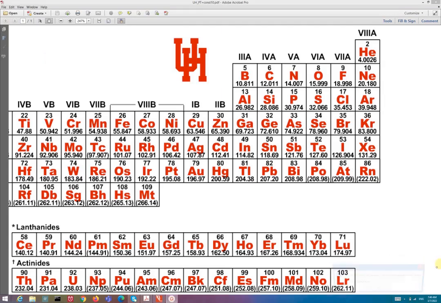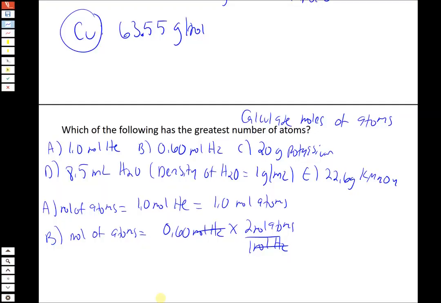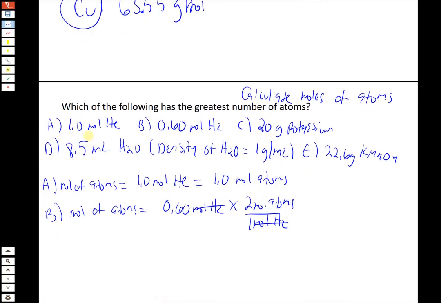Alright, back from my unplanned break to finish off this last beast of a problem. So we found out that in hydrogen there are 2 moles of atoms per every mole because it's H2. So that means we have 1.20 moles of atoms. Or if you want to find the number of atoms, it would just be that times Avogadro's number.